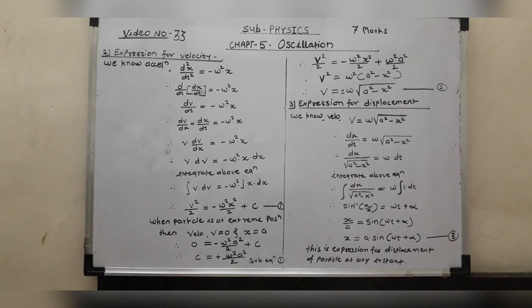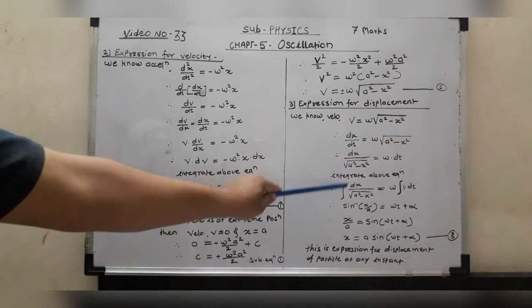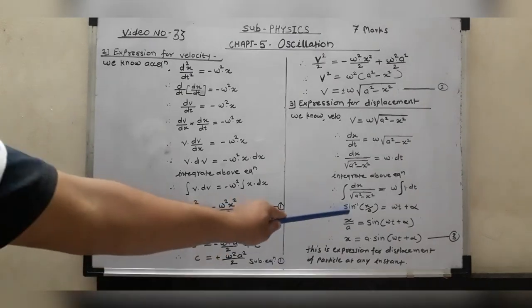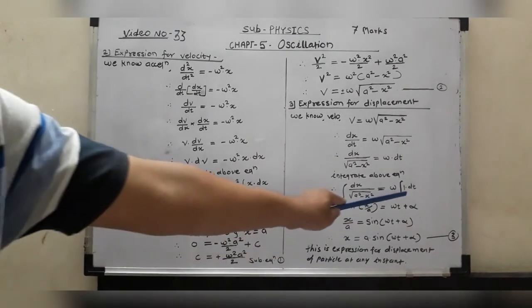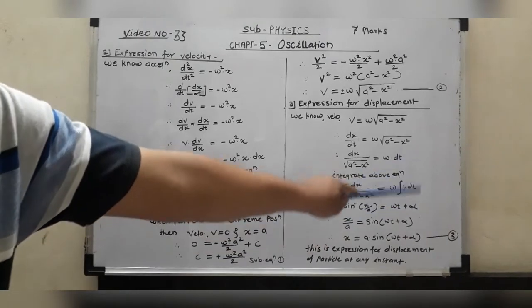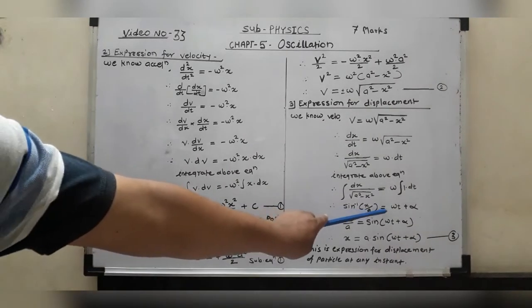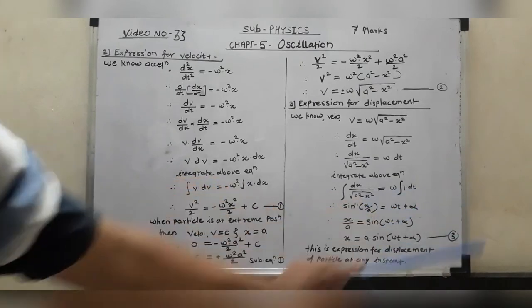You know that various mathematical formulae can be used in physics. So instead of the integration of dx upon root A square minus x square we use sine inverse x upon A, and integration of 1 dt is omega t, and we write another constant, alpha. Instead of alpha you can take phi in your book. So sine inverse x upon A is equal to omega t plus alpha.